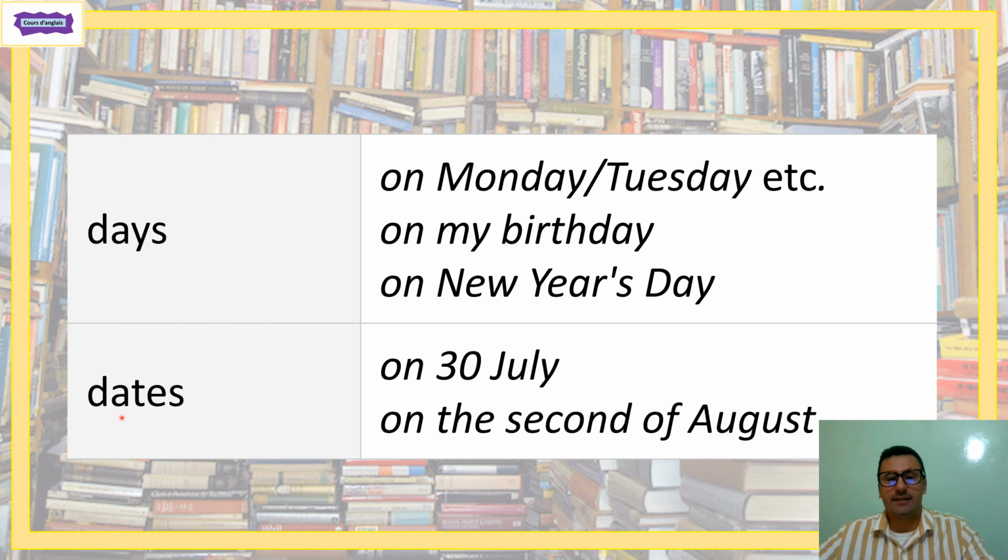Days and dates. For example, on Monday, on Tuesday, etc. On my birthday, on New Year's Day. Dates: on 30 July, on the 2nd of August.